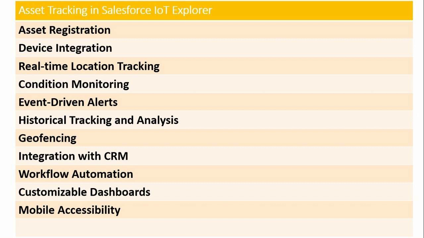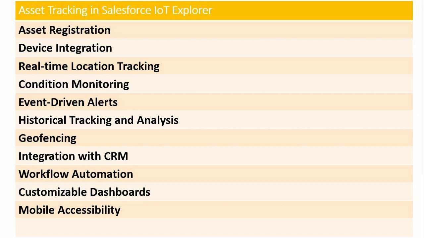Alert and notification configuration. Configure rules for triggering alerts and notifications based on predefined conditions or events. Dashboard creation. Build customized dashboards in Salesforce to visualize asset tracking data and key performance indicators. Mobile access configuration. Ensure that the asset tracking information is accessible through mobile applications for on-the-go monitoring.